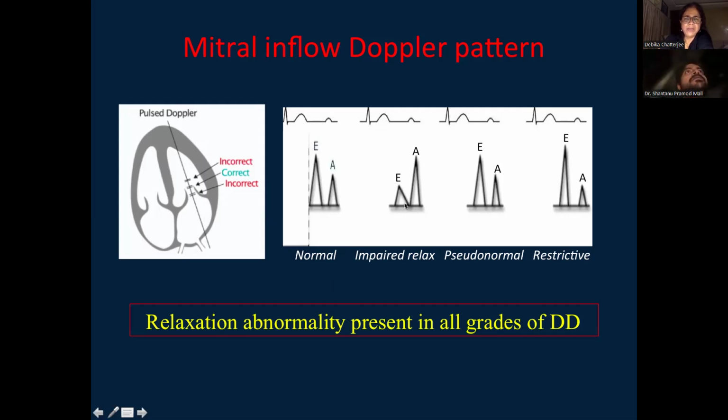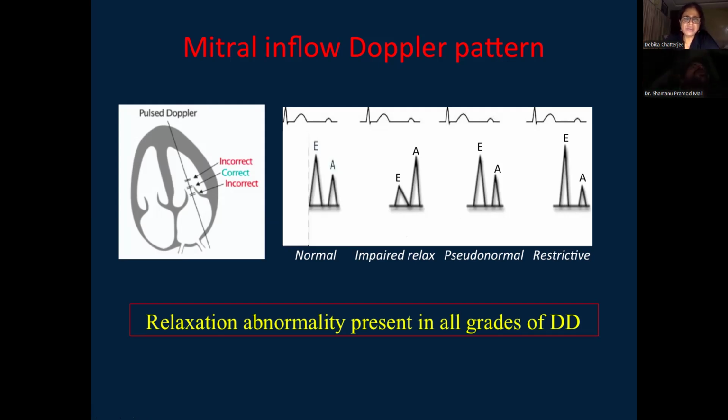So the E becomes smaller than the A wave. But the LA pressure is normal in this phase, remember. LA is not enlarged. LA pressure is normal. Now, as the disease advances, as the diastolic dysfunction advances, as I have already described, over a period of time, the LA gets enlarged, LA pressure starts rising.